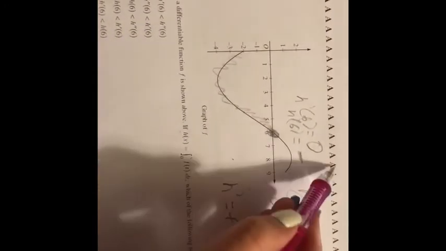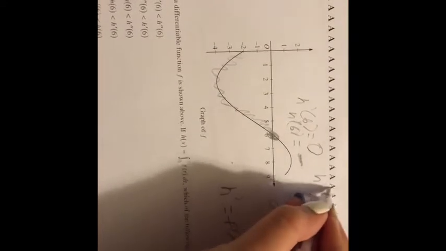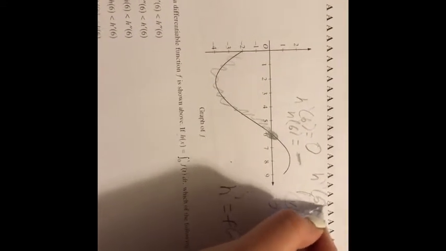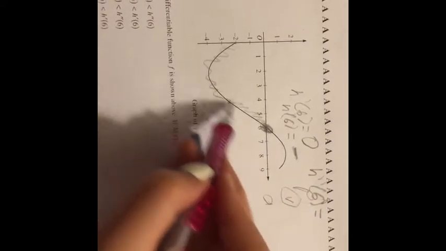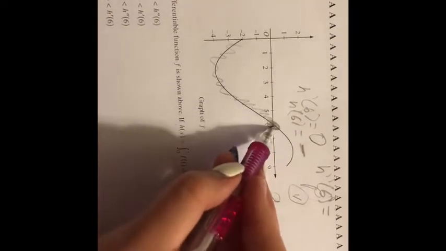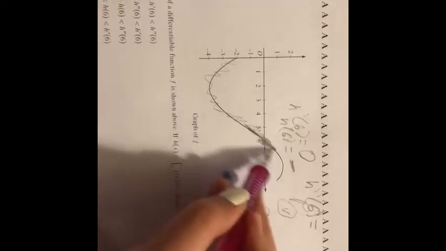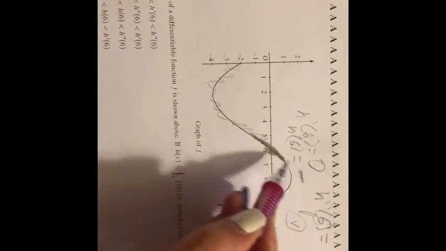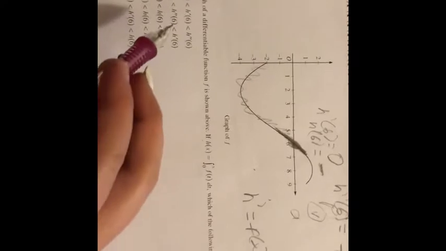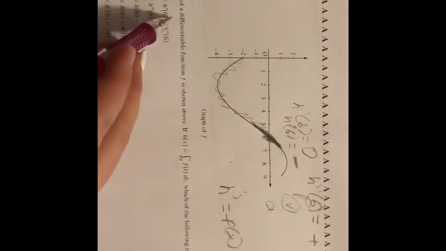Okay, so then the h derivative is the slope of this graph. So at 6, the line is increasing. So that means that therefore this is positive. So therefore, this is 0, which means that A is the correct answer.